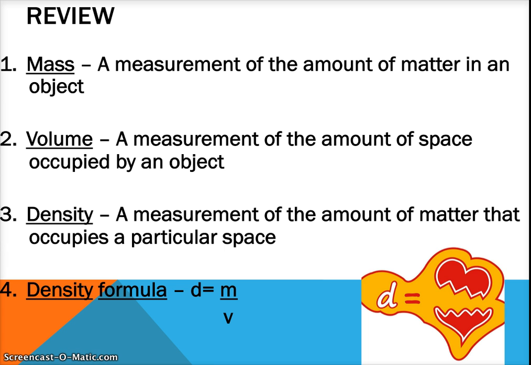Here is a review of the concepts. Mass is a measurement of the amount of matter in an object. Volume is a measurement of the amount of space occupied by an object. Density is a measurement of the amount of matter that occupies a particular space. And the formula for density is density equals mass divided by volume.